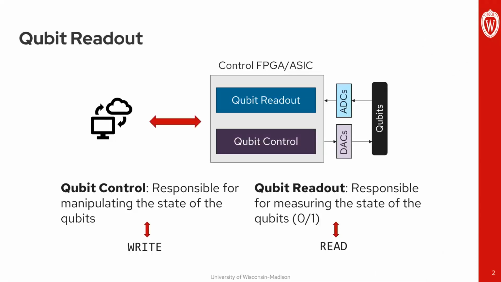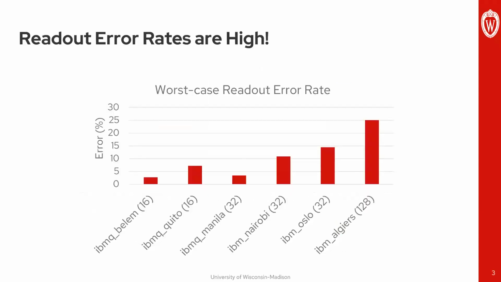Qubit readout is a fundamental operation in quantum computing. It involves collapsing the state of a qubit into 0 or 1. Readout involves sensing a very small analog signal that passes through a noisy environment before it is digitized by analog to digital converters. As a result, readout error rates are really high on most quantum computers.